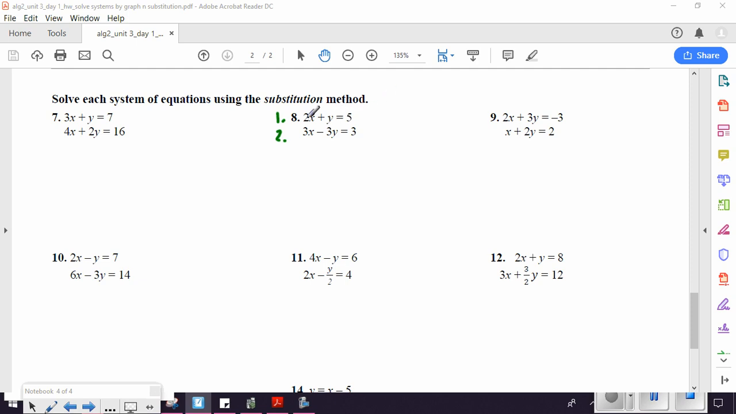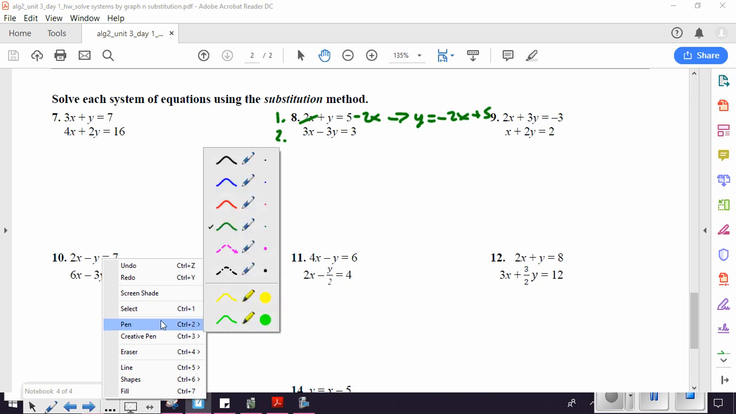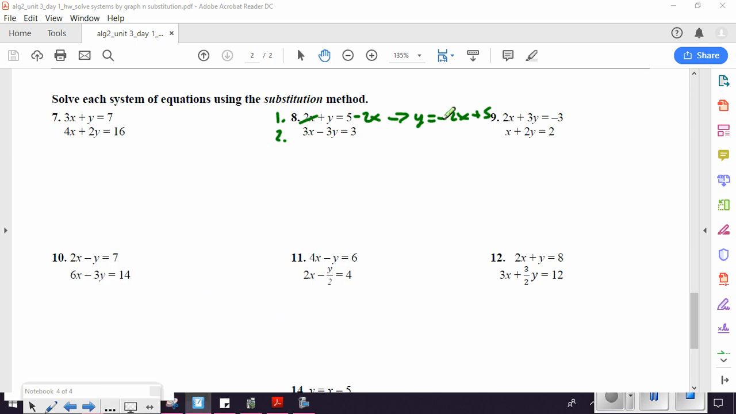So that means take away 2x from both sides. And you would have y equals negative 2x plus 5 on the first equation. You're then going to take that negative 2x plus 5 and you're going to substitute it in the second equation in place of y.